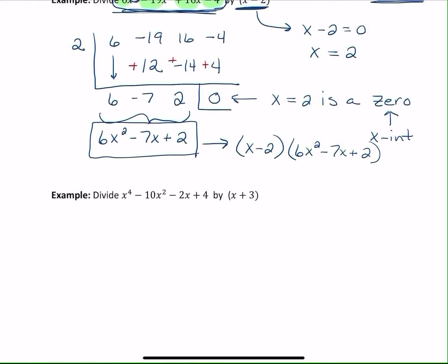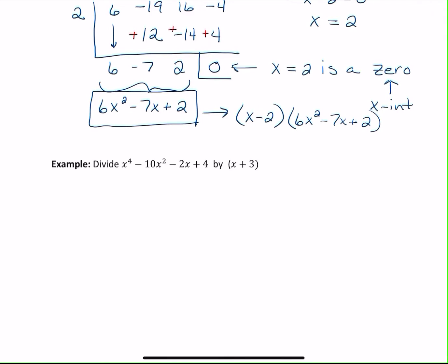Let's do a little more practice. Notice here I've got an x to the fourth and then it jumps to x squared. So I need to have a 0x cubed placeholder. Don't forget that or it will mess up your entire answer. So now I'm going to pull my coefficients. Let me write this out so it's a little more organized. So I've got an x to the fourth plus a 0x cubed minus 10x squared minus 2x plus 4. That's my f of x, or my dividend.